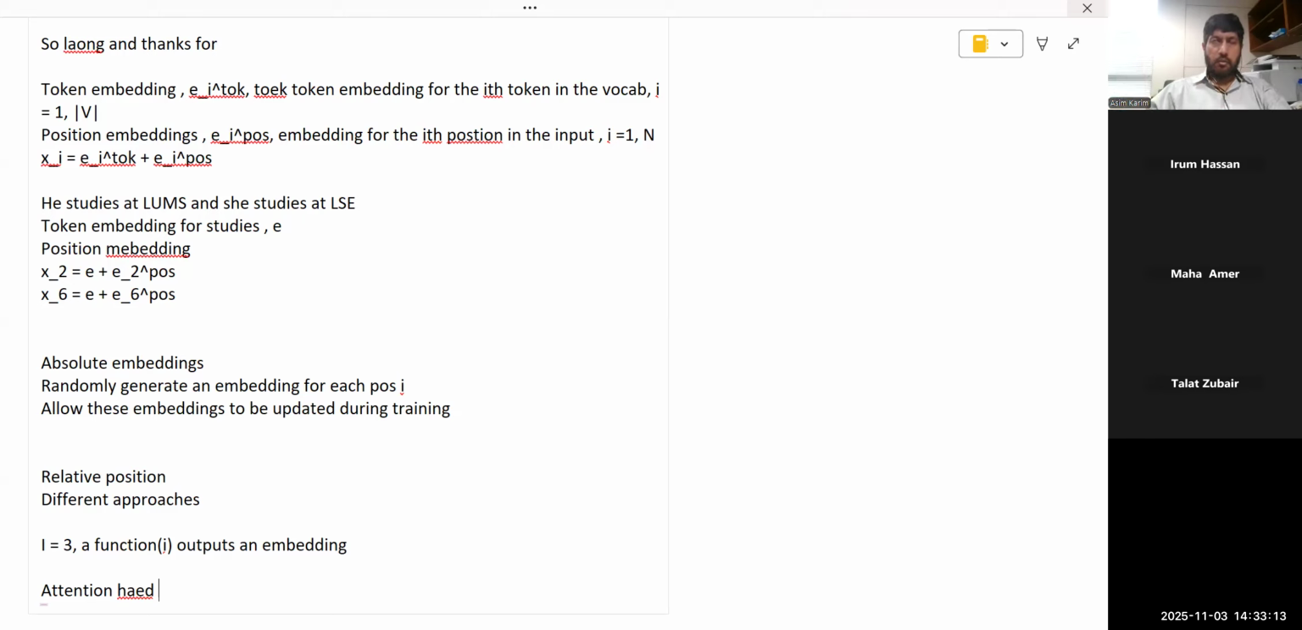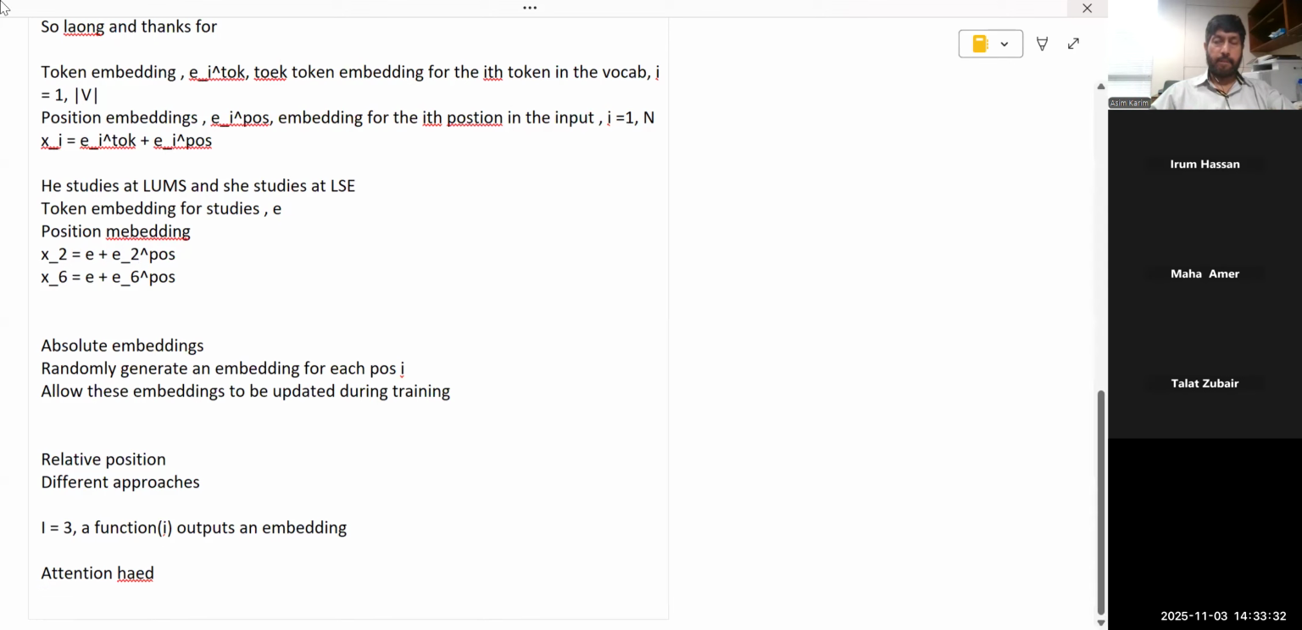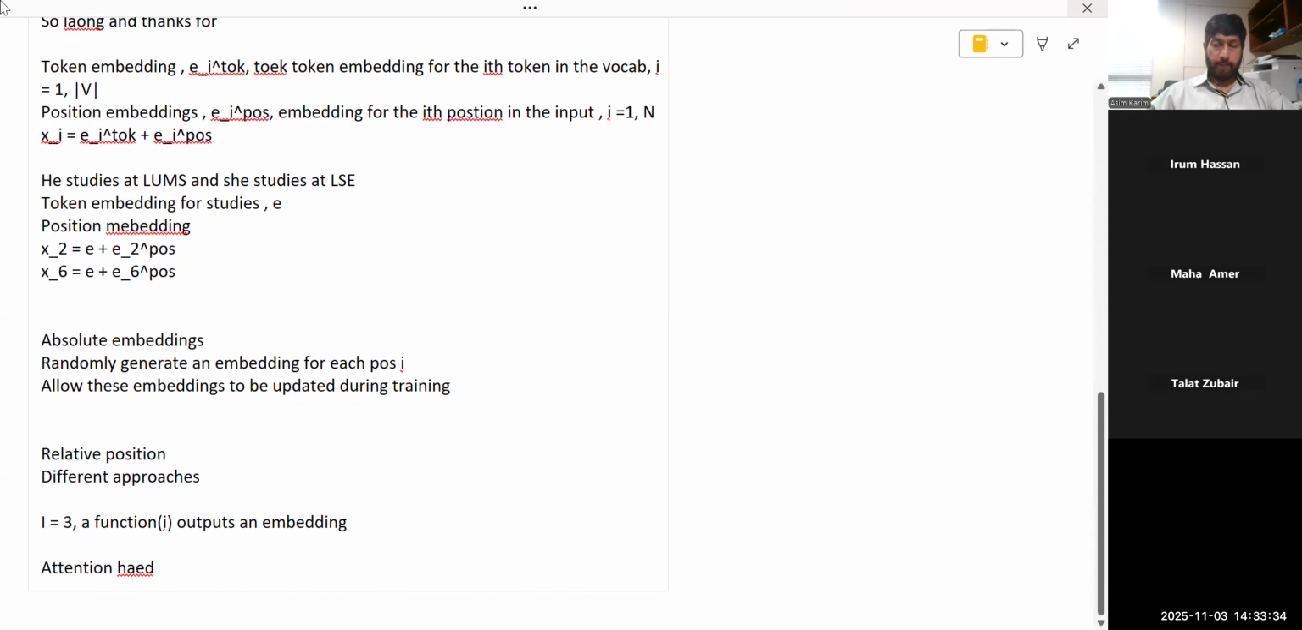ठीक है. So what is the purpose of all of this discussion? So that the model knows कि ये word किस position में आ रहा है, किस sequence में, एक particular sequence में. जैसे ऊपर मैंने example दी, study जो है second position में भी था, six में भी था. So the model needs to know कि ये दो different positions हैं, not the same. ठीक है. So any questions?